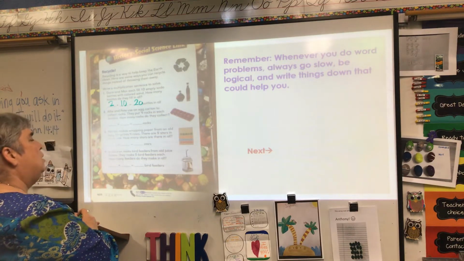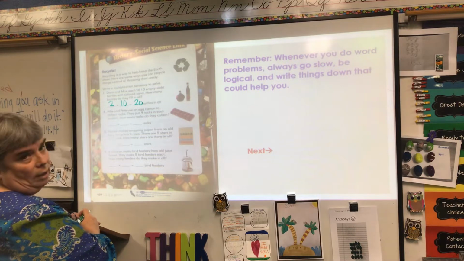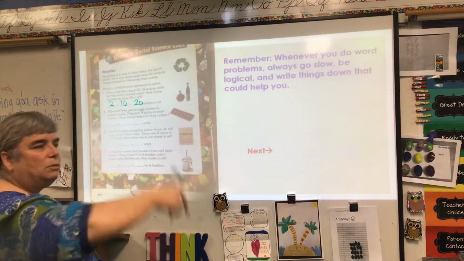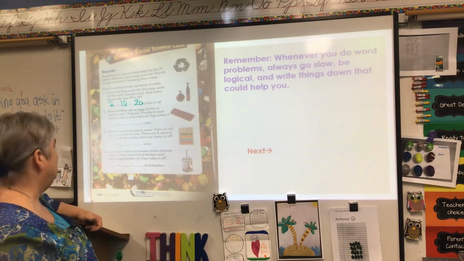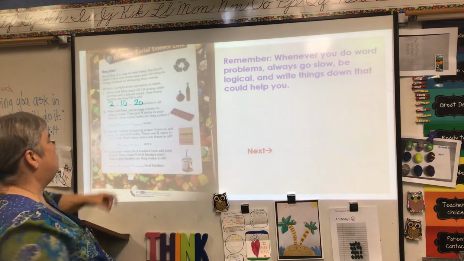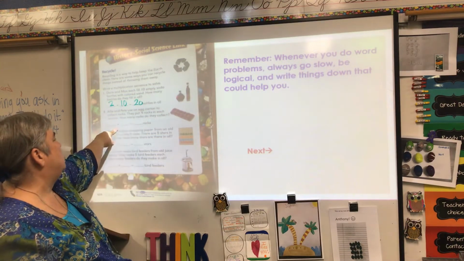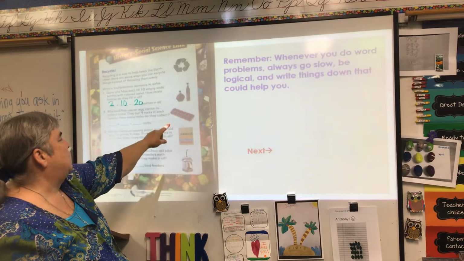Allie and Pete use an egg carton to collect rocks. Hey, we're going to be doing some rock collecting soon. Coming up. I remember about that. They put 4 rocks in each section. How many rocks do they collect?